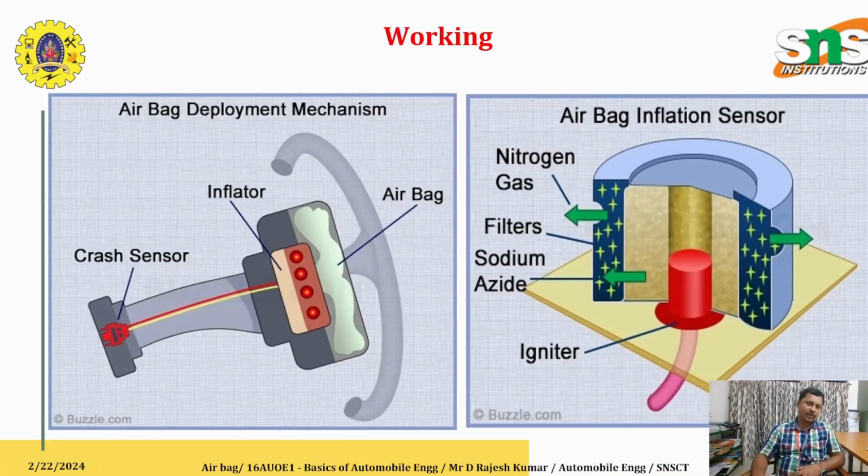So the working: you can see in the left hand side image, these are the main components that are inside the steering column. The crash sensor detects the crash and sends a signal to the inflator. This inflator inflates the airbag. In the right hand side image, the inflator produces nitrogen gas. There is a chemical called sodium azide, and when the igniter creates a spark, the inflator suddenly expands through that chemical reaction. Because of this, the airbag opens. So this is how the mechanism is deployed in vehicles in order to activate the airbag.